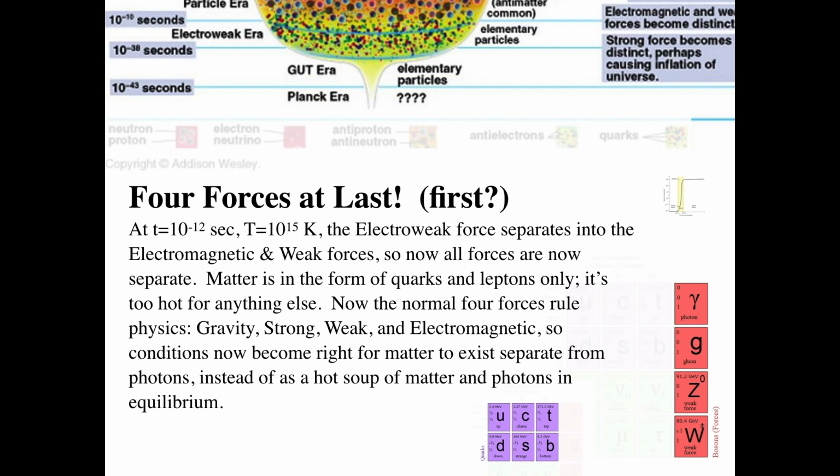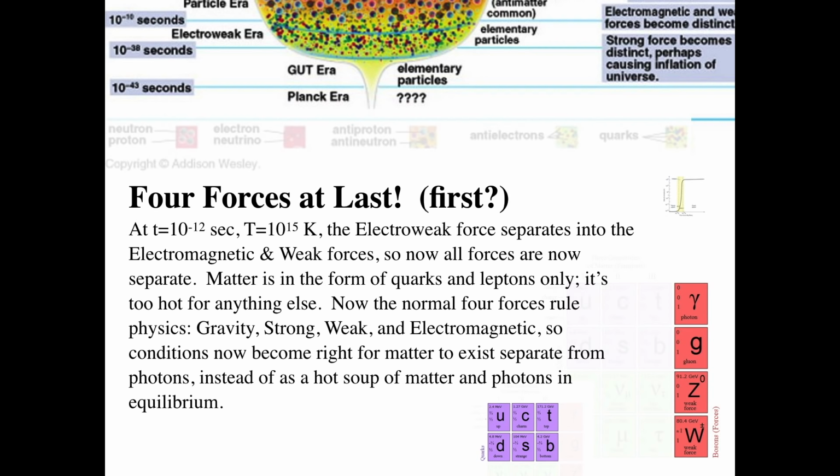Then the temperature drops rapidly, and the electroweak force separates into the electromagnetic and weak forces, and now they're all separate. And so all you have in terms of matter at this time are quarks, leptons, meaning electrons and anti-electrons, such as they are, as well as muons and other objects in that tree. But now you have all four forces. Four normal forces are finally coming into existence: gravity, the strong nuclear force, the weak nuclear force, and the electromagnetic force.